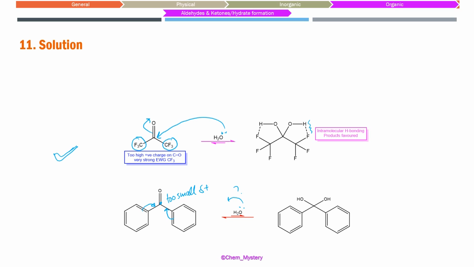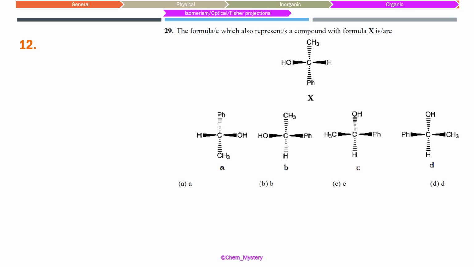Second last question we are having about the optical isomerism. We are given this compound and we are being asked: this given representation X is going to be the same as which of A, B, C, D? Which of these options basically represent the same thing?